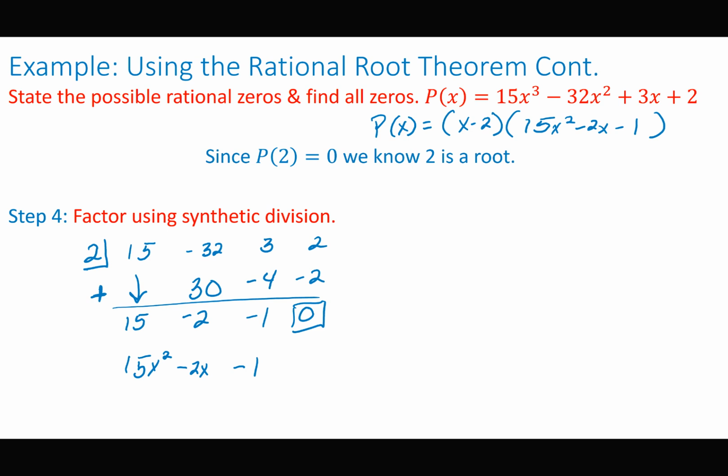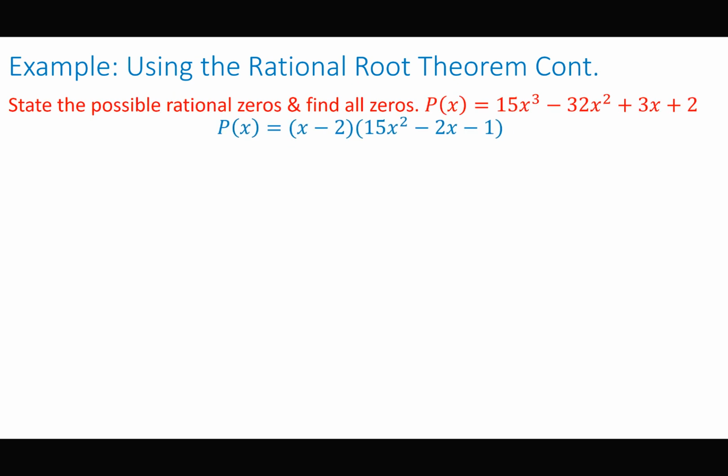Okay. So now the last step is to actually determine the roots from the factored form. So this one we already know. We already know this root that x equals 2. But 15x squared minus 2x minus 1, we do not know our roots. We need to factor that. It's a quadratic. We can factor that.